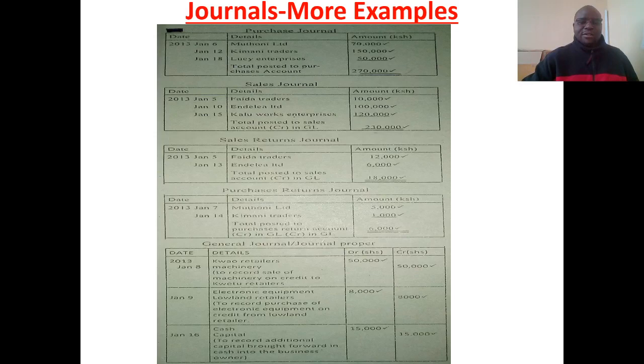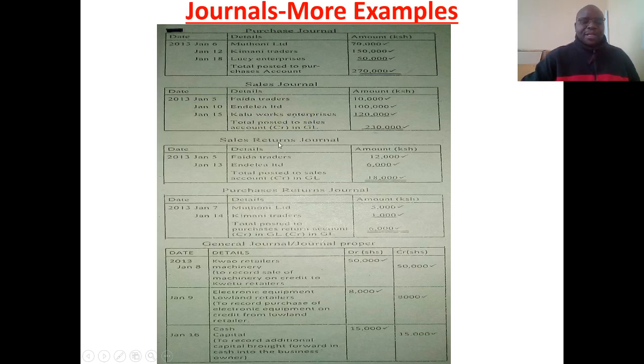In the sales journal, Madhya Traders sold goods worth 10,000, 100,000 and 120,000 to Faida Traders, Endelea Limited and Kalwax on the 5th, 10th and 15th January respectively. The total credit sales were 230,000, and the narration is: posting totals for sales during the month to the sales account.